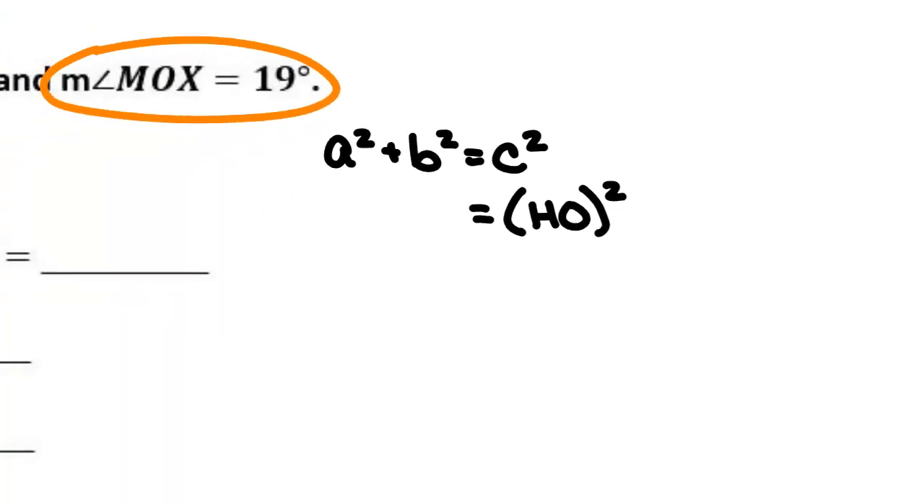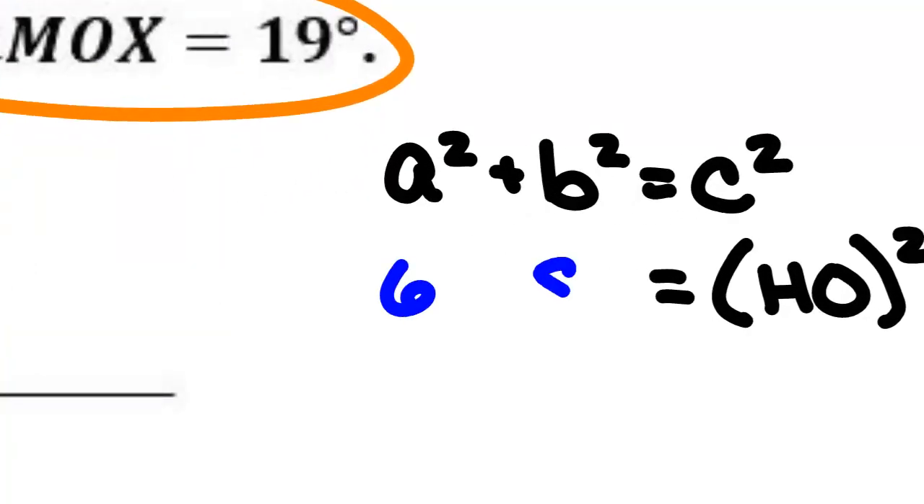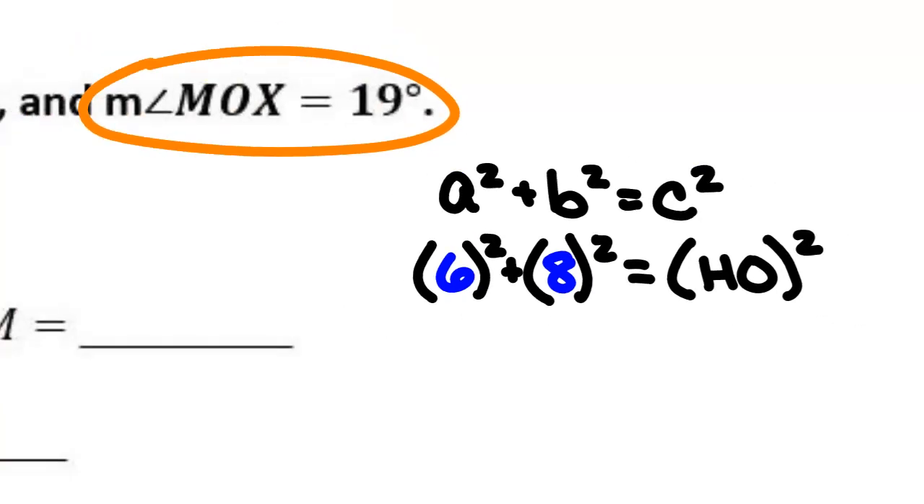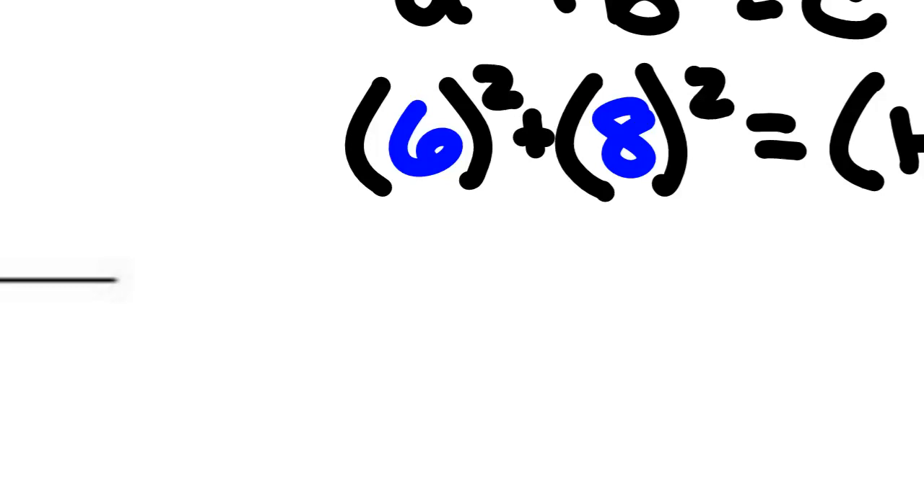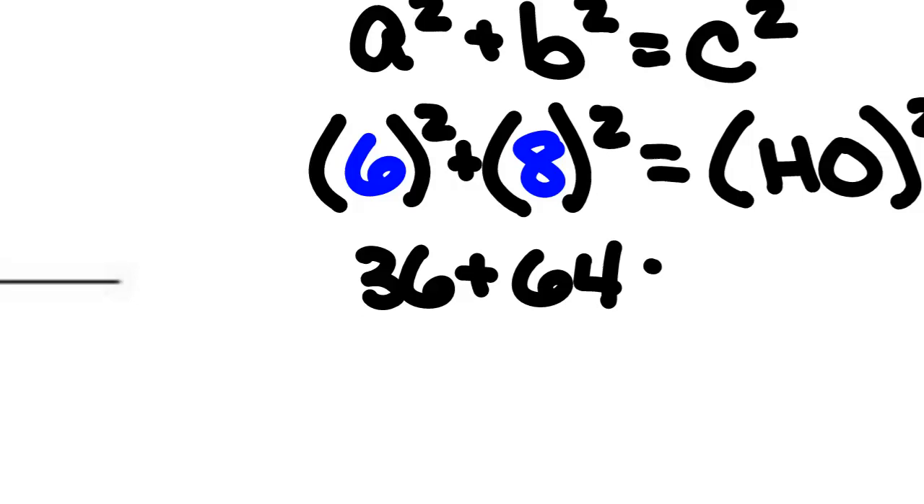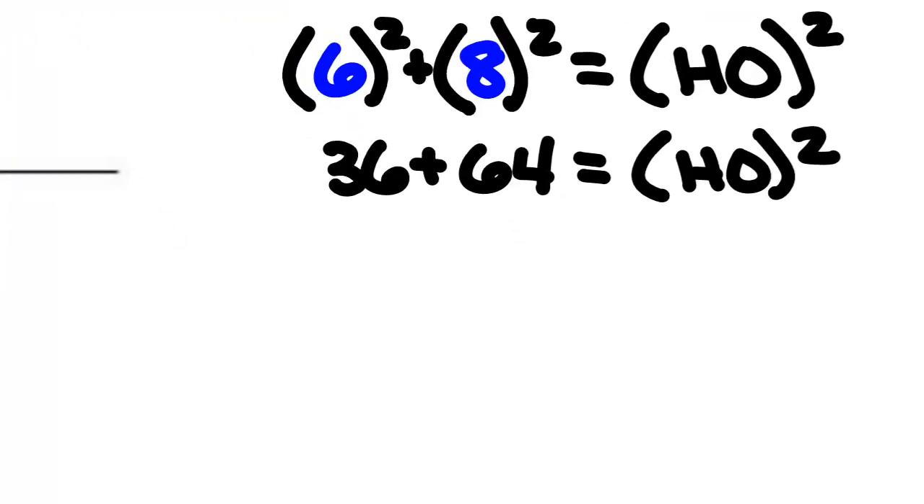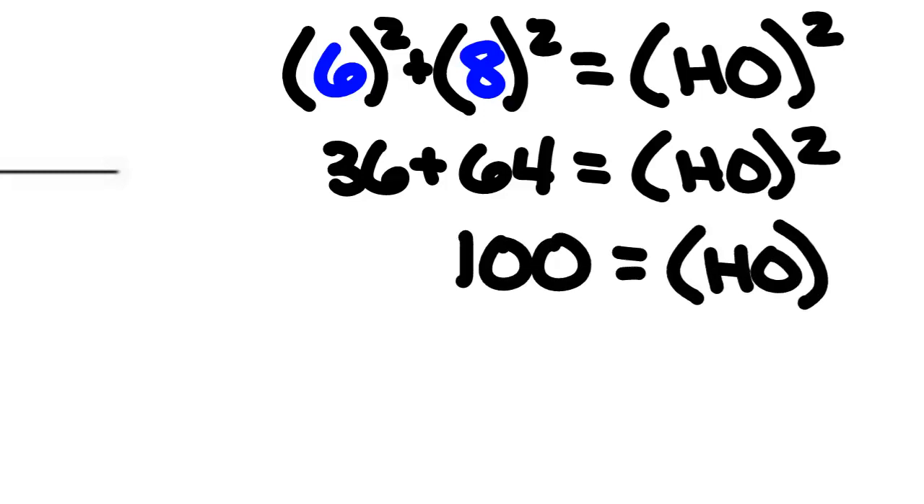And in the place of A and B, we're going to put 6 and 8. It doesn't matter which one goes in the place of which. So I'm going to have 6 squared plus 8 squared equals HO squared. What is 6 squared? 36. What about 8 squared? So 36 plus 64 equals HO squared. What is 36 plus 64? 100. So 100 is equal to HO squared.